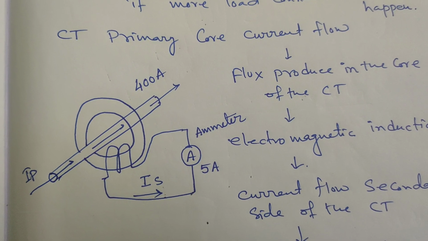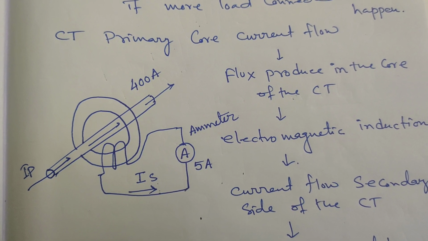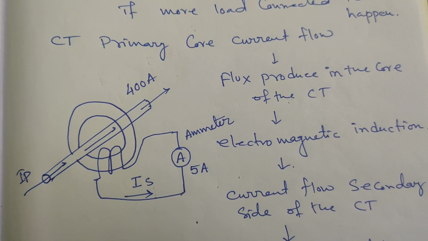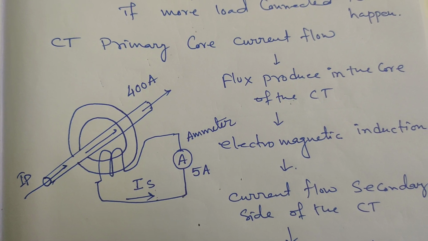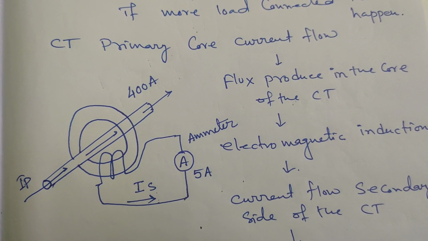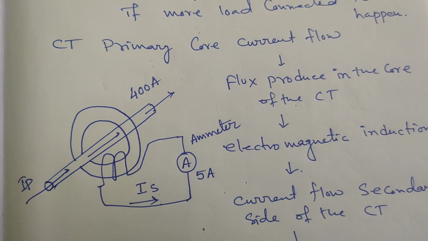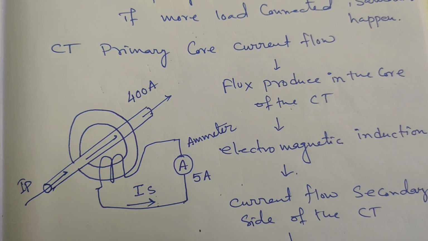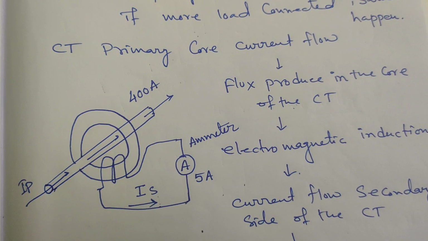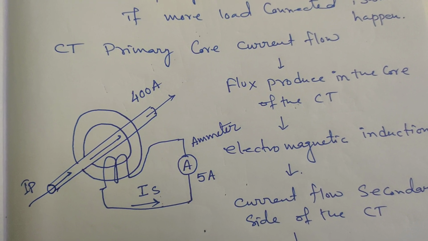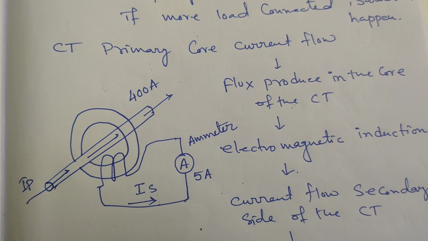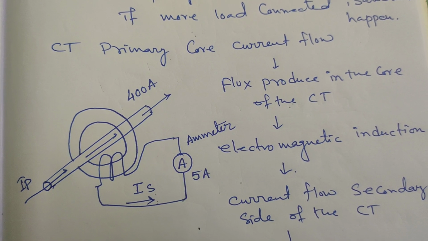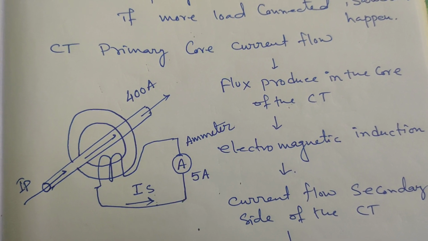And also the knee point voltage. We know the knee point voltage is the voltage at which a 10% increase in CT secondary voltage results in a 50% increase in the secondary current, marking the point where saturation begins. With the help of the knee point voltage, or VK, we can identify where the saturation has just started. So by putting a 10% increase on the voltage, we get a 50% increase in the secondary current.